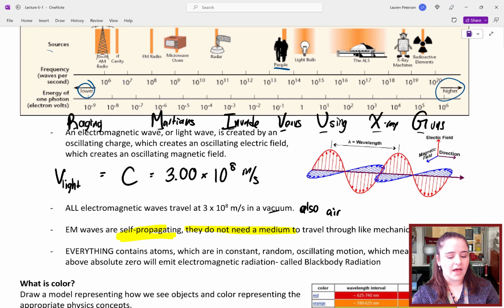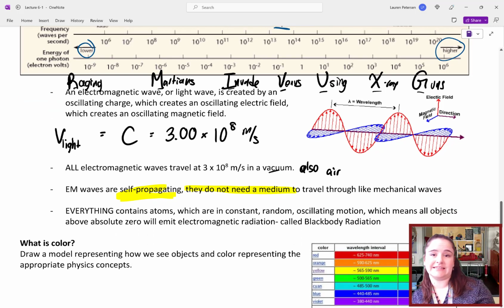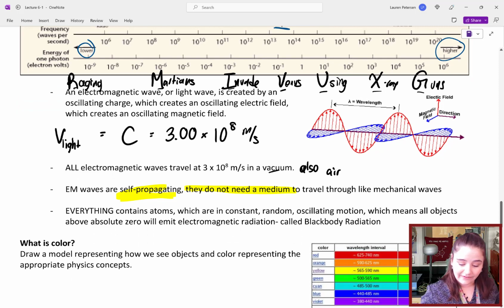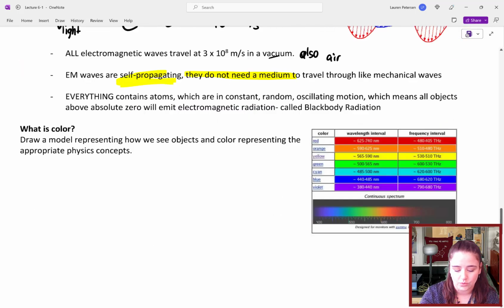Okay. Now, because everything contains atoms, and atoms have electrons, and these atoms are moving and wiggling around because they have energy, they have that constant random oscillating motion. So all objects above absolute zero, so all objects that have temperature, do emit some electromagnetic radiation, and that is called blackbody radiation.